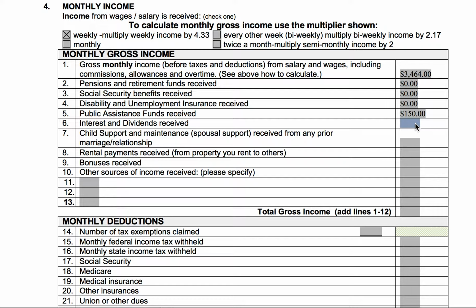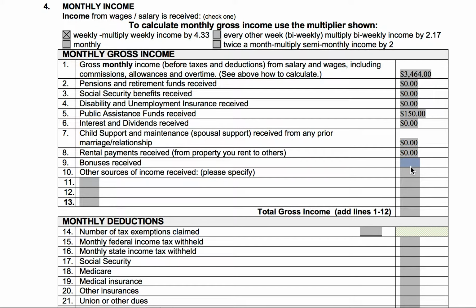Here, if you have any interest or dividends from stocks or anything like that. Here, if you have any child support you received from a prior relationship. So not if it's in this current case, if you have a temporary order or something, we're not including that. This is just from a prior relationship. This next line is if you receive any rental payment. So if you are a landlord and you have somebody paying you rent, or you own part of a duplex or something like that, you'd put that amount in this line.